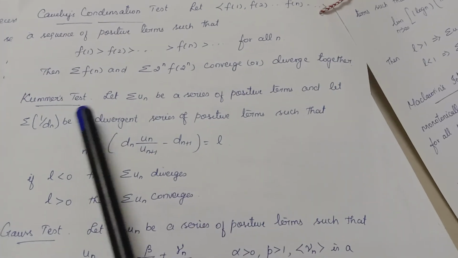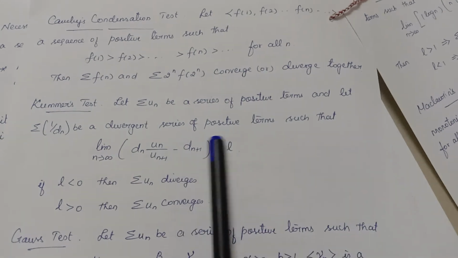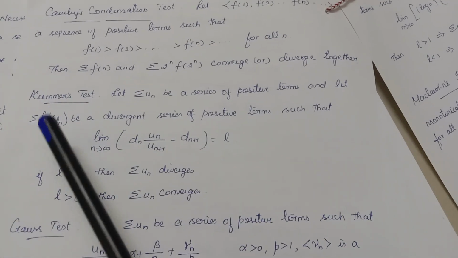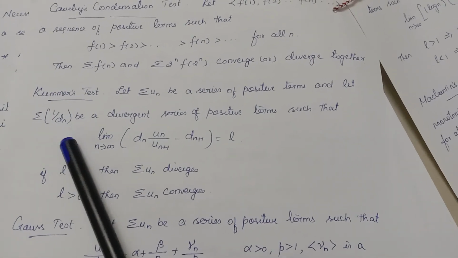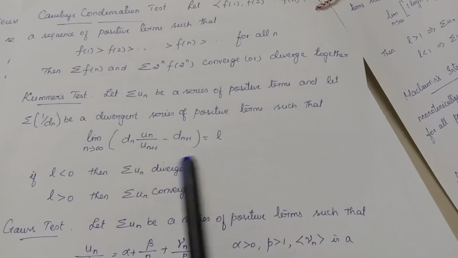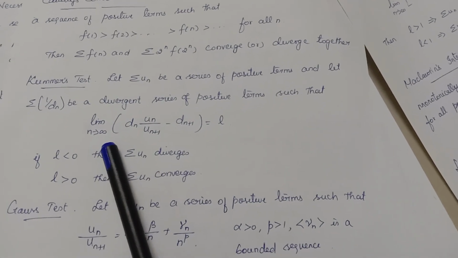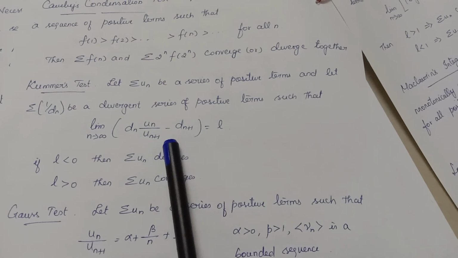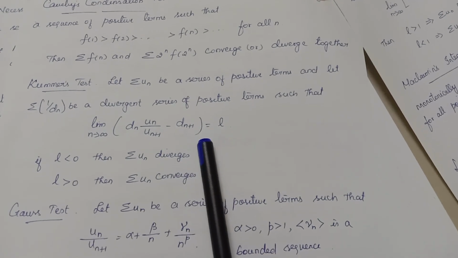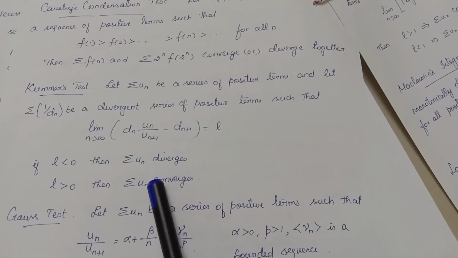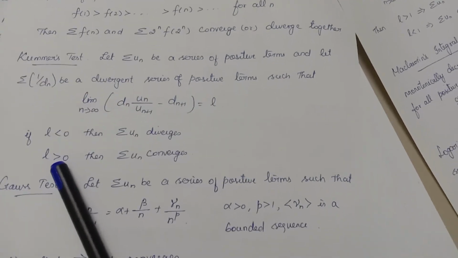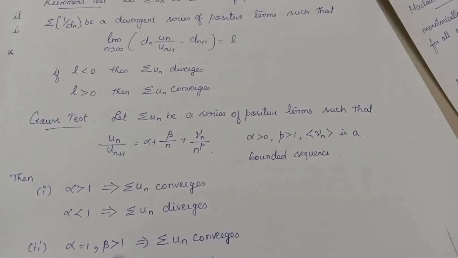Next one is Kummer's test. Let sigma un be a series of positive terms, and let sigma 1 by dn be a divergent series of positive terms, such that the limit as n tends to infinity of dn times un by un plus 1 minus dn plus 1 is equal to L. This series converges for a positive value of L and diverges for a negative value of L.